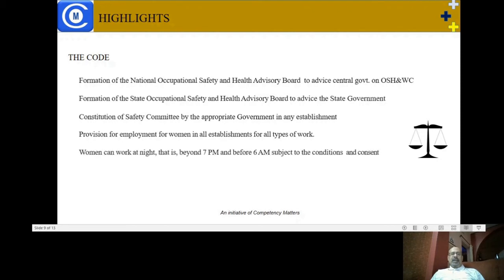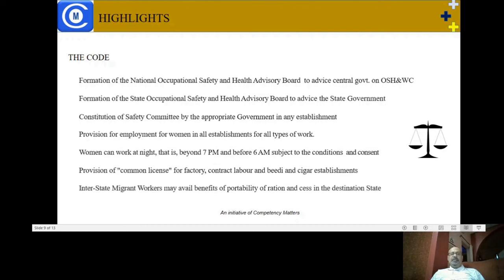Women can work at night, that is beyond 7 p.m. and before 6 a.m., subject to the conditions and consent. Provision of common license for factory, contract labor and bidi and cigar establishments. Interstate migrant workers may avail benefits of portability of ration and cess in the destination state.